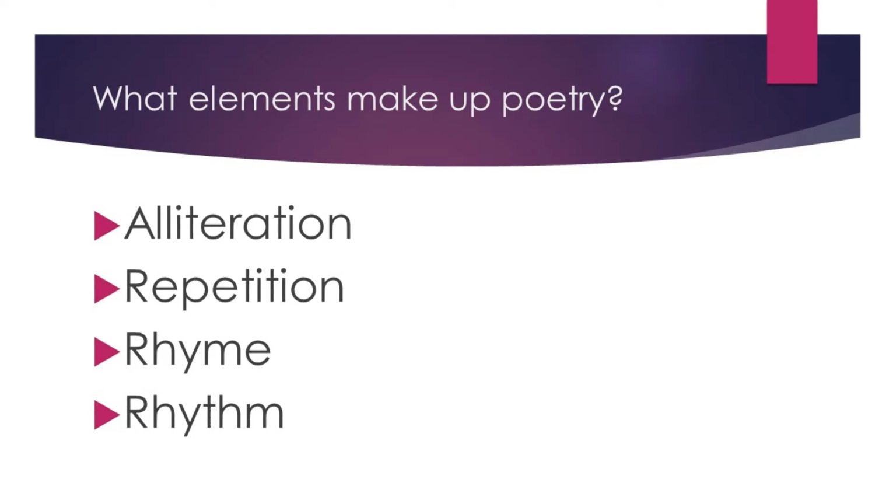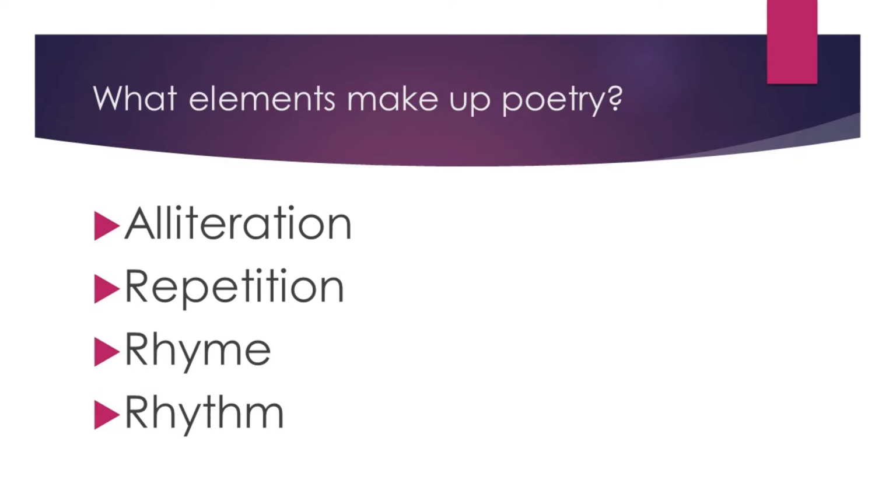Okay, so what elements make up poetry? While there are many different elements that make up poetry, we're going to talk about 4 different elements. One element is alliteration. Alliteration is when you have a string of words that all begin with the same sound, such as Peter Piper picked a pickled pepper. What sound do you hear at the beginning of that word? That's right, you hear the P sound made by the letter P.